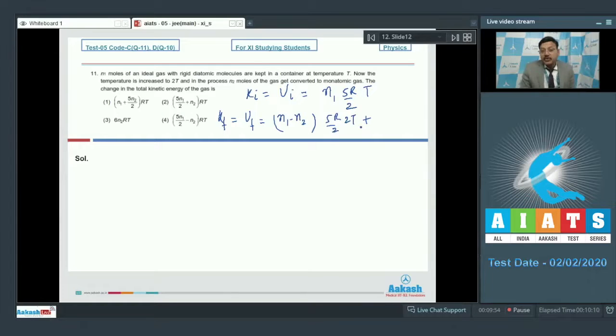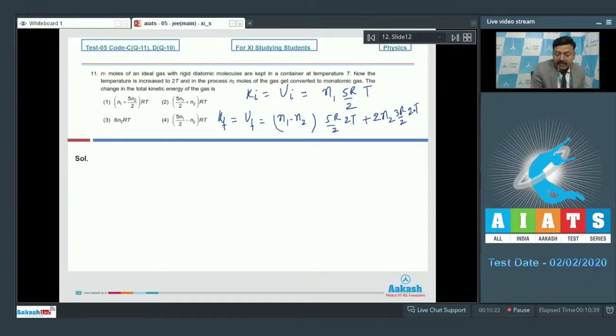So it's N1 minus N2 into 5R by 2, and now the new temperature is 2T, so it is 2T, plus, now N2 moles have converted to monatomic gas, so that means we now have 2N2 moles of monatomic gas at that temperature. So the internal energy of that part is 2N2, and for monatomic gas the degree of freedom is only 3, so it is 3R by 2, and the temperature is 2T. So this is the final kinetic energy.